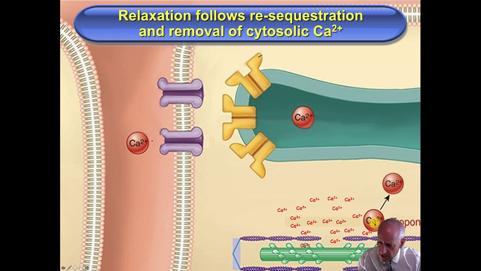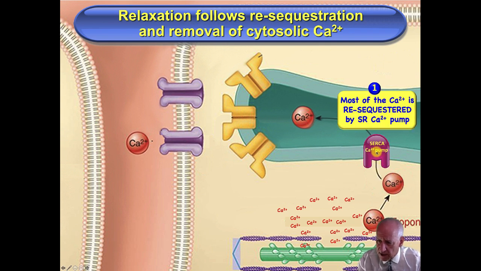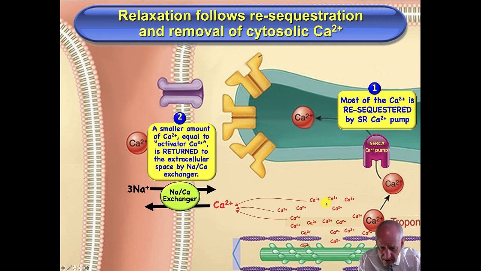After contraction, calcium is released from the troponin into the cytoplasm, and it is vigorously taken back up into the SR by the SERCA calcium pump. So most of the calcium is resequestered back into the SR, from the calcium pump from which it came in the first place. A smaller amount of calcium equal to the activator calcium is returned to the extracellular space by a sodium-calcium exchanger. This exchanger, located in the plasma membrane, trades 3 external sodium ions for 1 internal calcium.